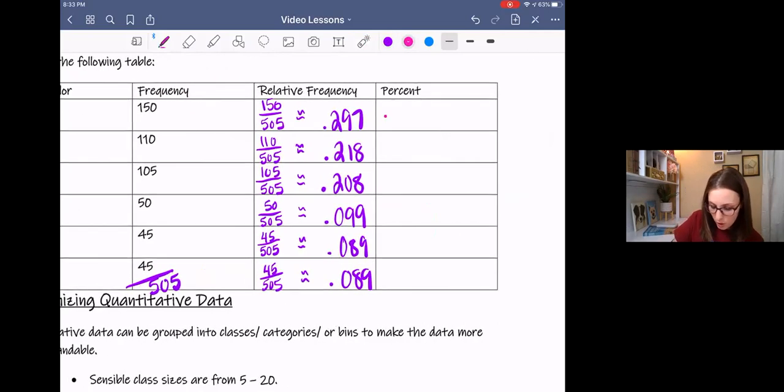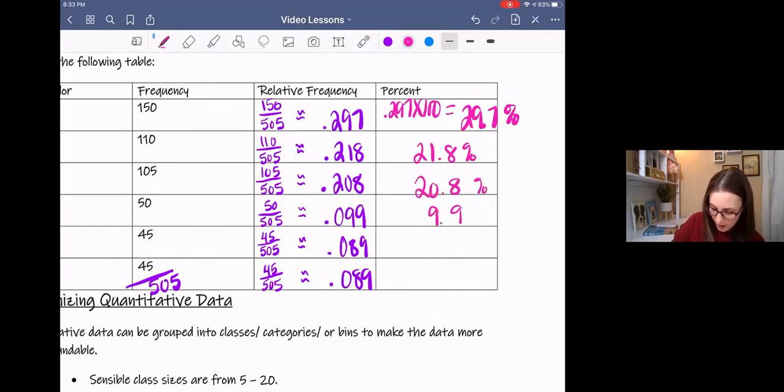So if I were to convert these to percentages, you would take 0.297 times 100 and you will get 29.7%, 21.8%, 20.8%, 9.9%, 8.9%, 8.9%.